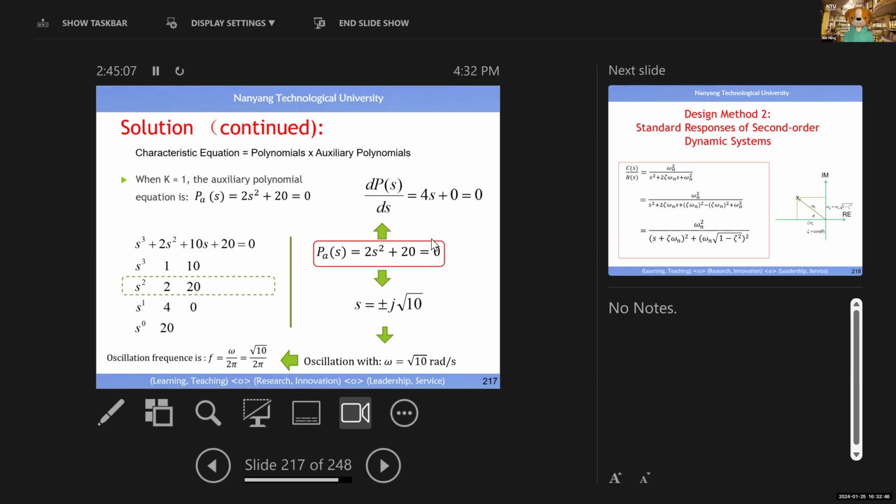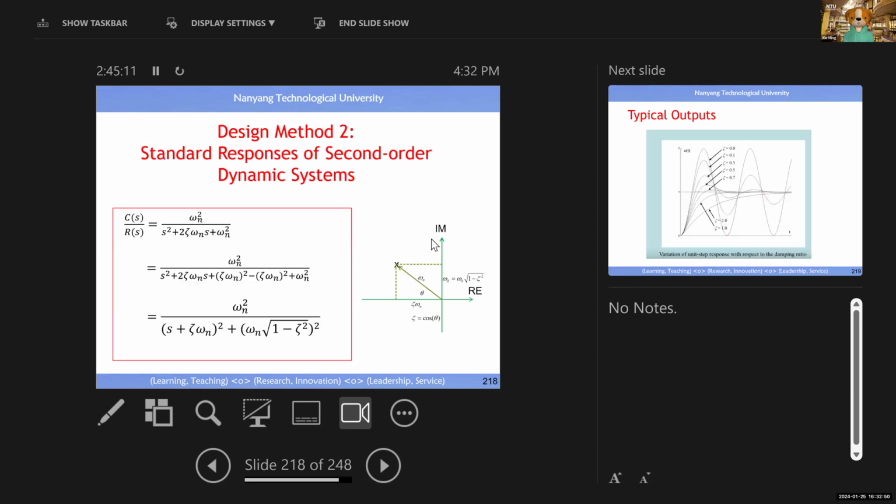Okay, so then this system is stable, right? This just helps you to know this first method, right? The second method is to use a standard response of a second order dynamic system, right?